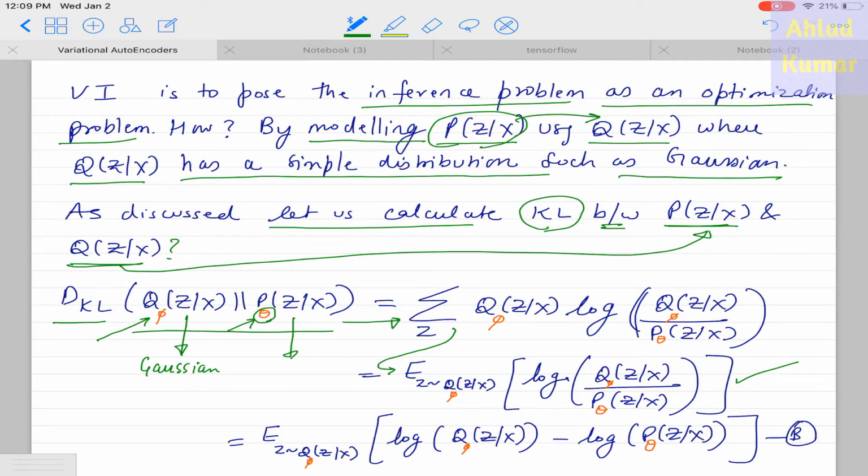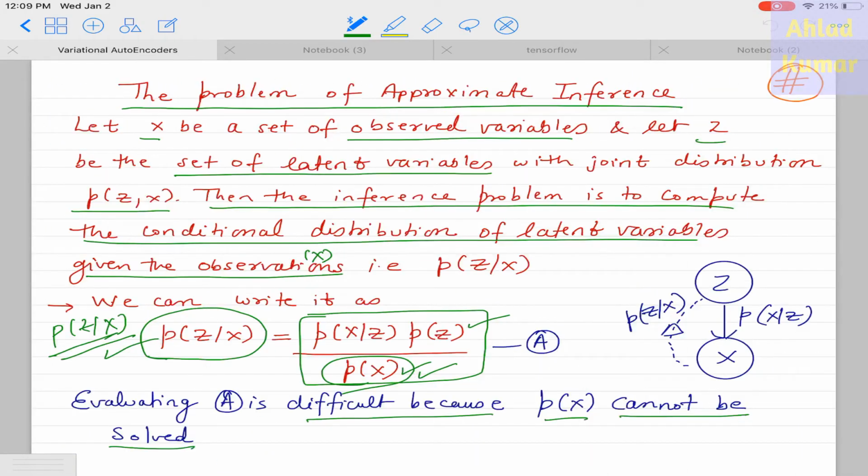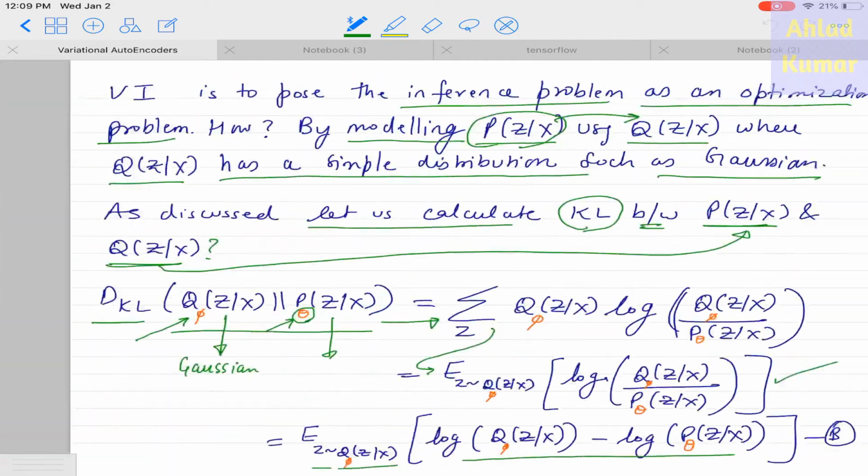Once this is done, you can again use the formula that log of a divided by b is log of a minus log of b, and then you can obtain this. Substituting a and b results in this expression. How this is obtained is by substituting the expression for p theta of z given x into here.